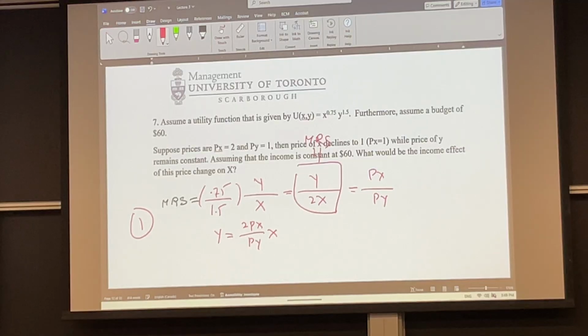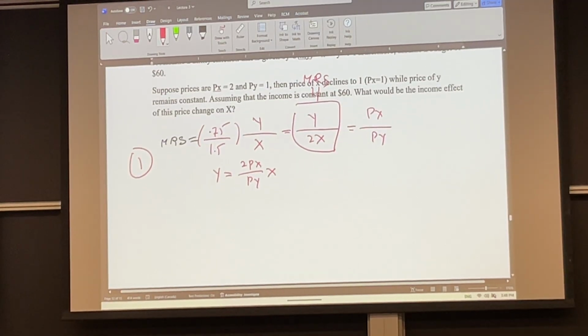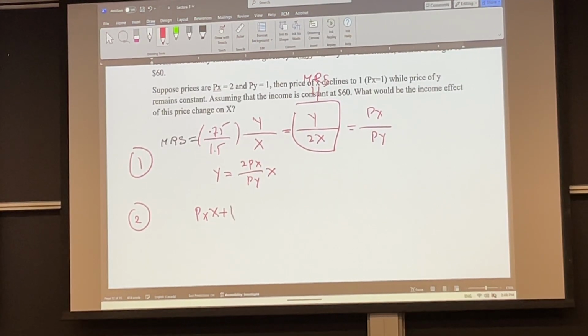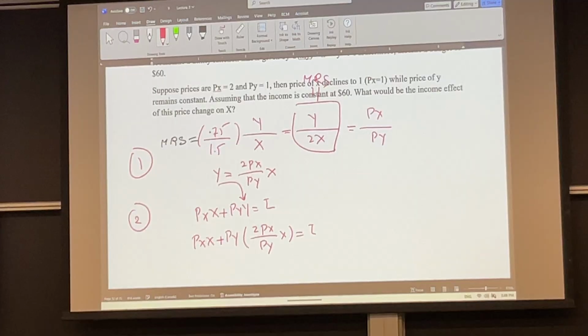That's equation number 1 solved. Equation number 2 is the budget line. Right? I take this one there, end up with this, and that will be eliminated.